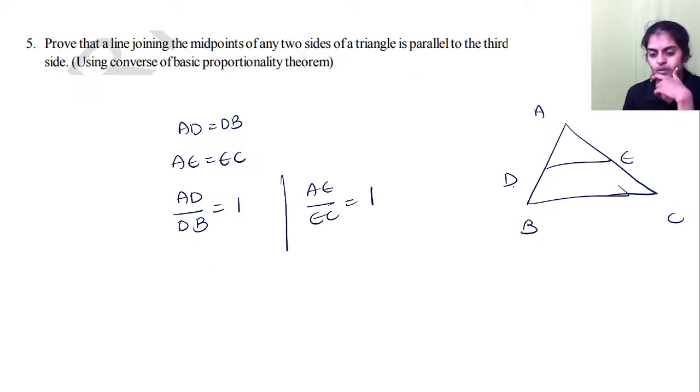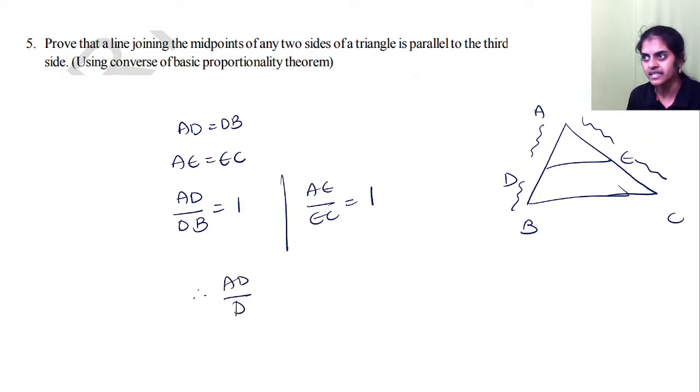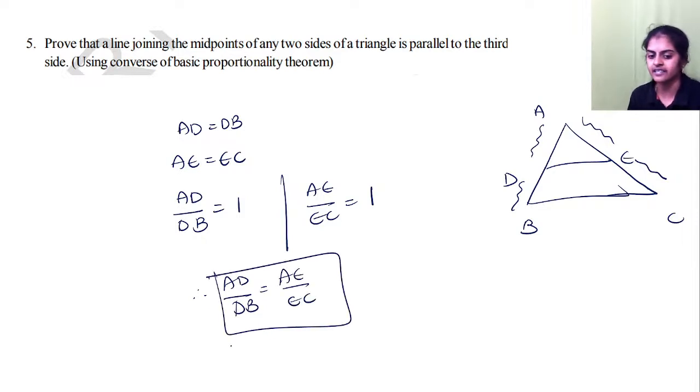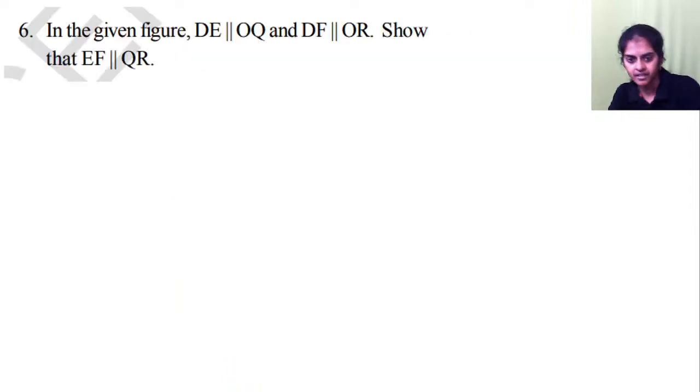Since both are midpoints, AD by DB will be 1, and AE by EC will also be equal to 1. Therefore, I got AD by DB equals AE by EC. With this I can say, using the converse of the basic proportionality theorem, DE is parallel to BC. Understood everyone? So here also I'll need the figure.